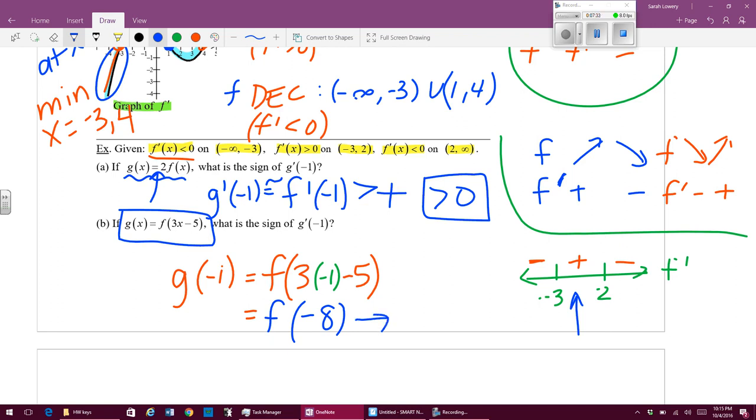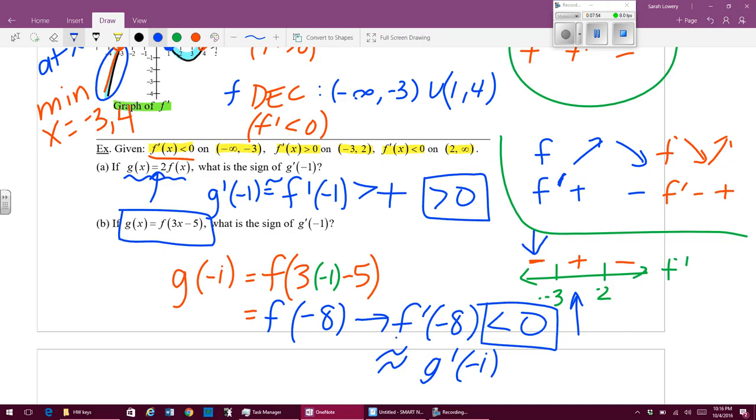So why don't I just figure out what f prime of -8 is, because that will be approximately equal to g prime of -1. Well, where's -8 located? -8 is located right there, and that is negative, so therefore this will be negative. Okay? I'm going to pause right there, and I'm going to switch gears real fast so we can talk about the second derivative.